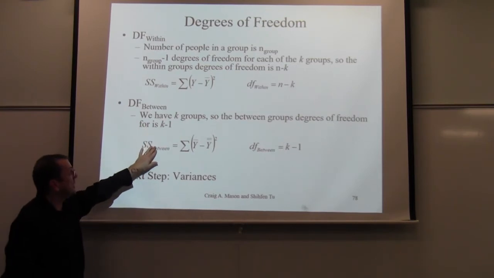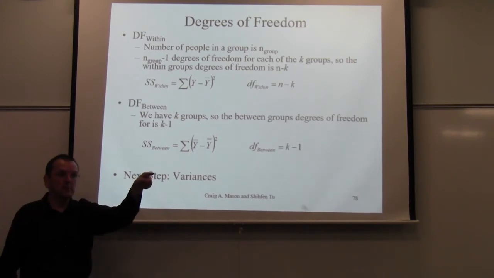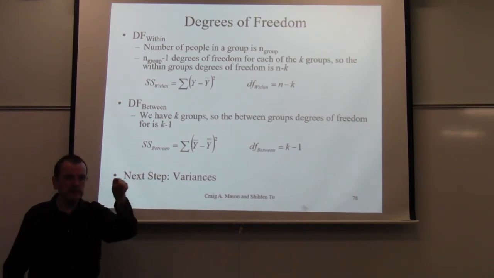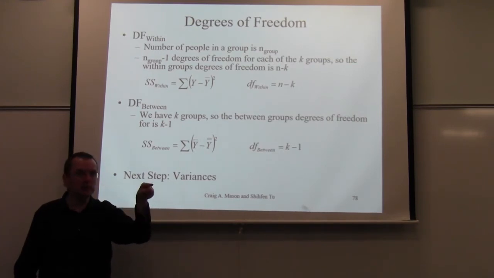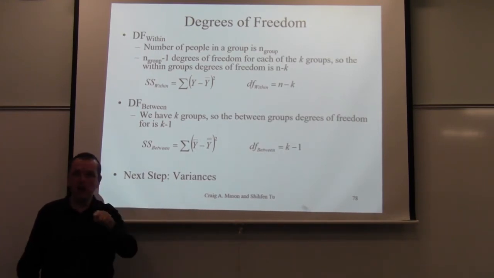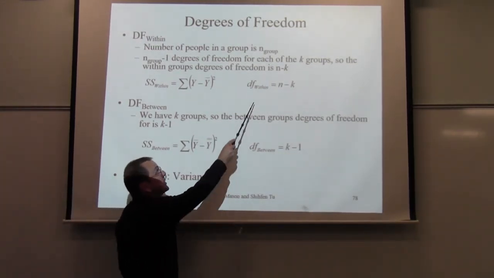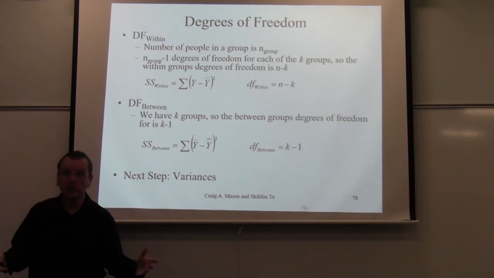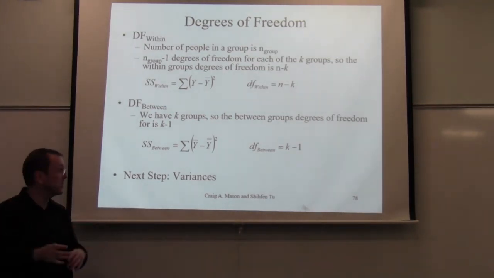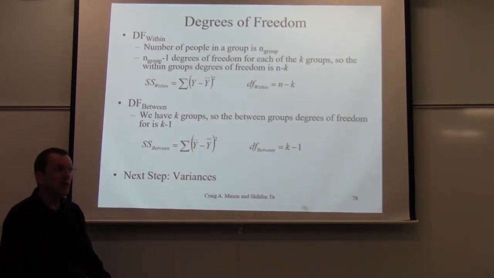The degrees of freedom between, well, in this case, I've got 3 groups, and degrees of freedom is n minus 1. My n in this case is k, how many groups I got. I got 3 groups, so it's k minus 1. It makes sense that if you add up the degrees of freedom within plus the degrees of freedom between, you get n minus 1, your total degrees of freedom. It's nice that those two add up to the total degrees of freedom, since they're based on the total sum of squares.